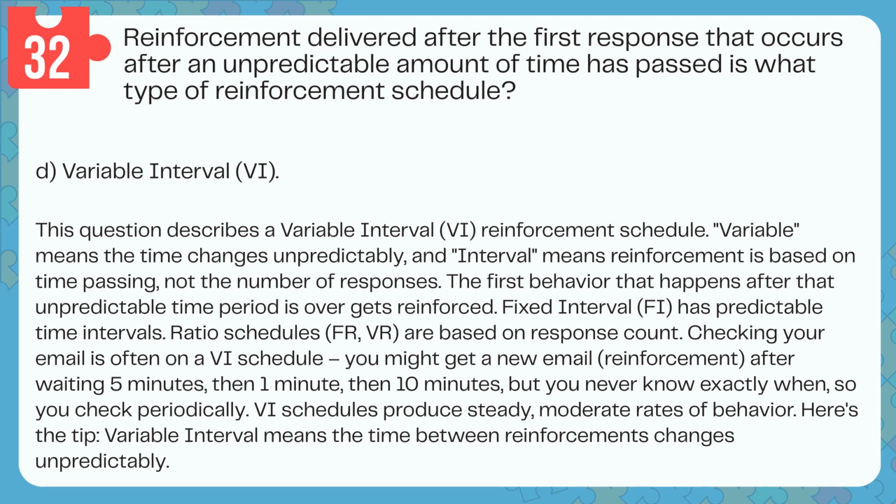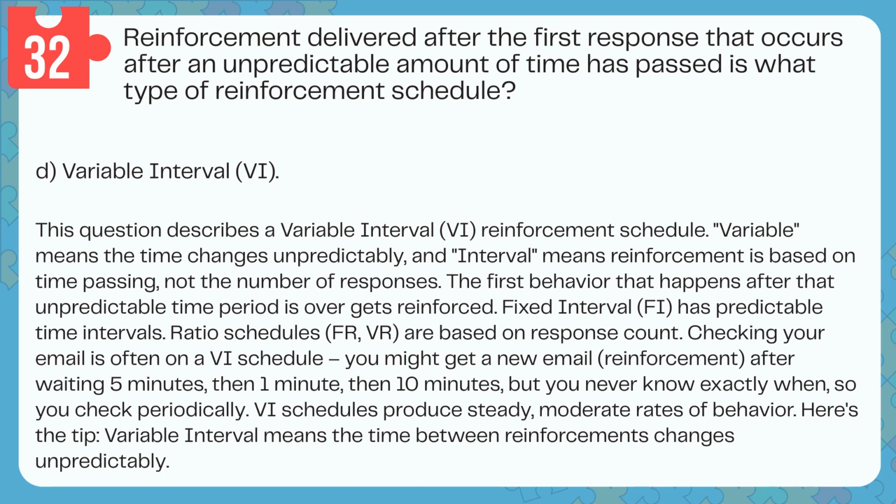This question describes a variable interval, VI, reinforcement schedule. Variable means the time changes unpredictably, and interval means reinforcement is based on time passing, not the number of responses. The first behavior that happens after that unpredictable time period is over gets reinforced. Fixed interval, FI, has predictable time intervals. Ratio schedules, FR, VR, are based on response count.